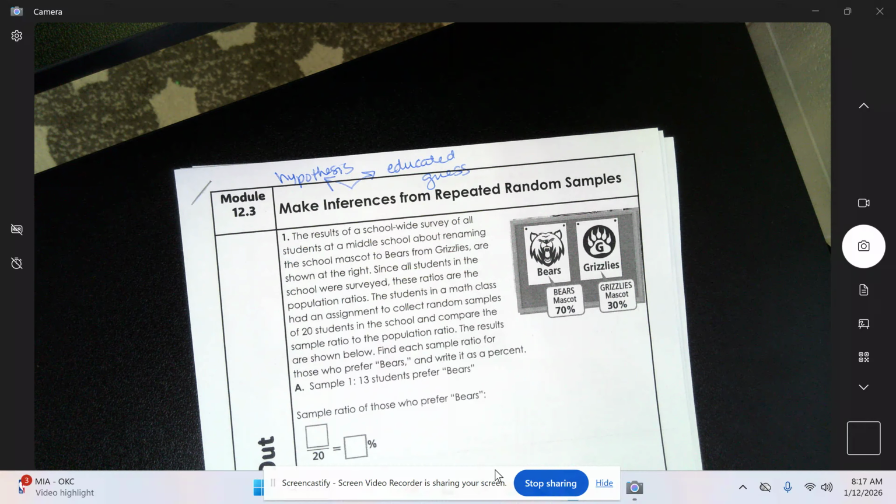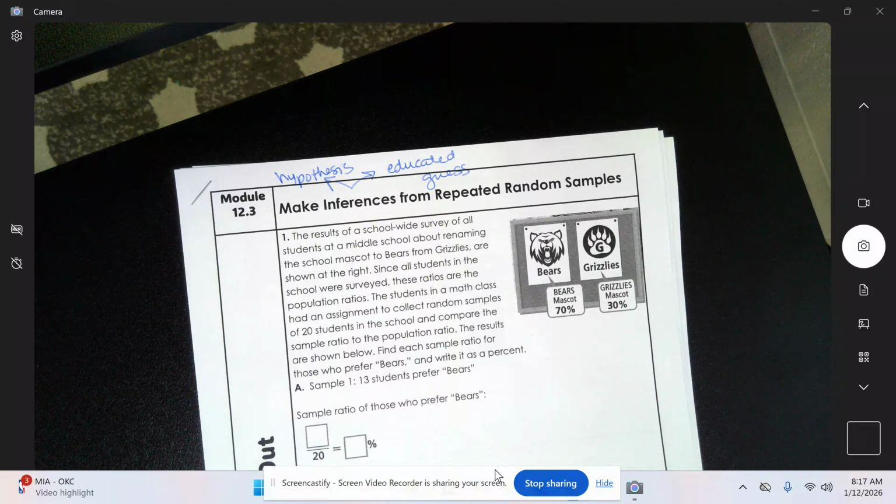ratios, okay? The students in a math class had an assignment to collect random samples of 20 students in the school and compare the sample to the population. The results are shown below. Find each sample ratio for those who prefer Bears and write it as a percent.